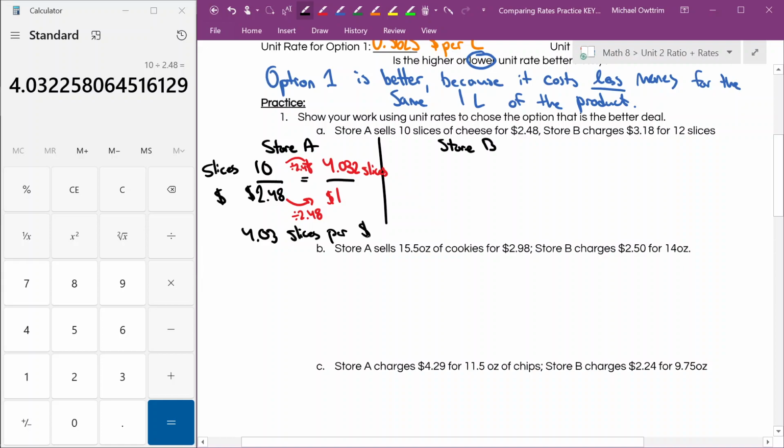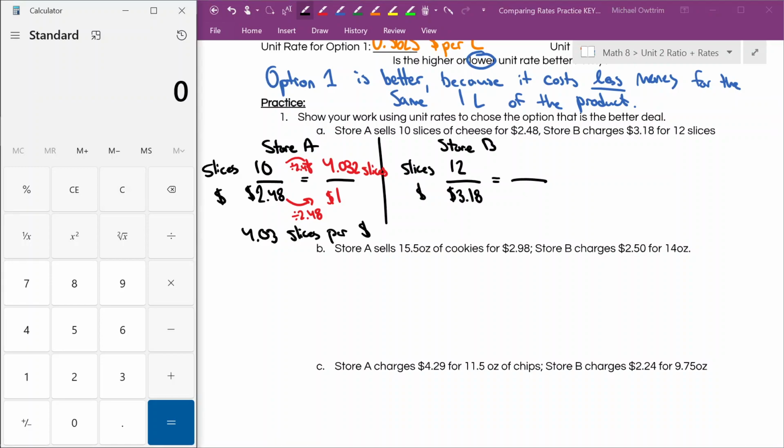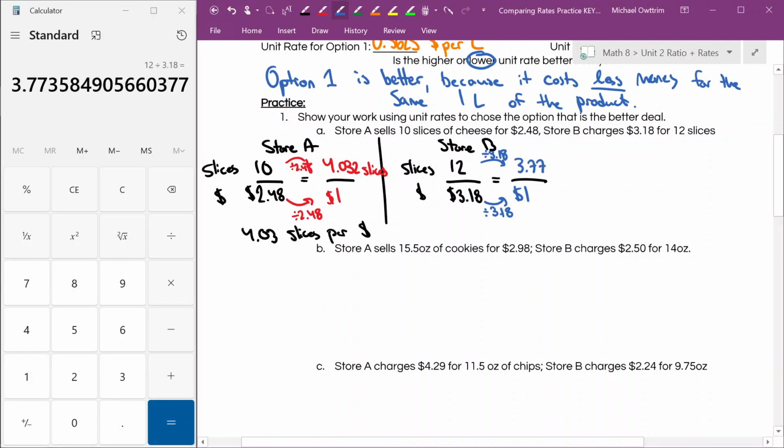At store B, we want to keep our same setup, so we need to still have slices on the top and dollars on the bottom. We have 12 slices at store B for $3.18. And as always, we're going to divide by the number on the bottom to get our unit rate. And 12 divided by 3.18 gives me 3.77 slices. And so I can say 3.77 slices per dollar.